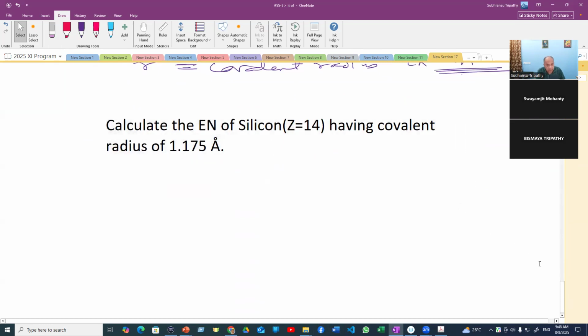Calculate the electronegativity of silicon. Atomic number is 14, having covalent radius 1.175 angstrom. So we have to find sigma first.